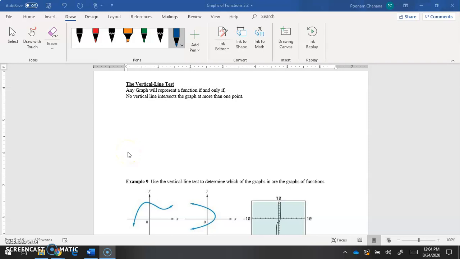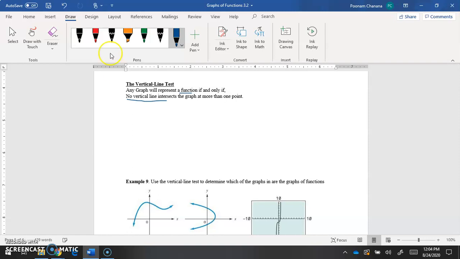Vertical line test. As we started in section 3.1, we defined what a function is and when a relation is a function or not, right? So for graphs, for seeing whether it is a function or not, there is a test called the vertical line test. Any graph will represent a function if and only if no vertical line intersects the graph in more than one point. Let's see what it means.